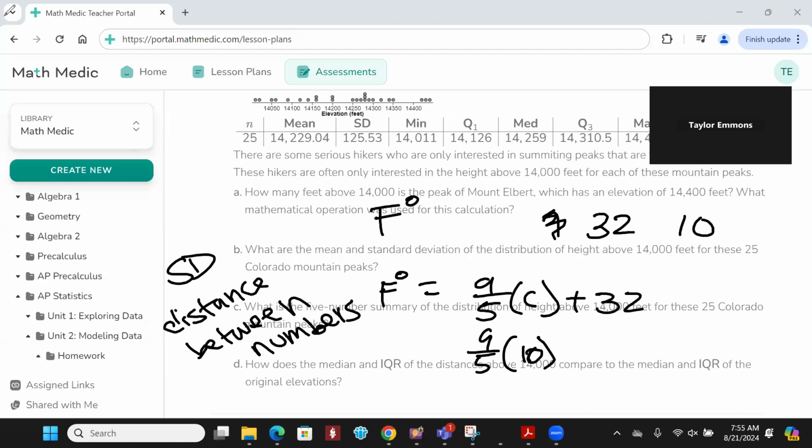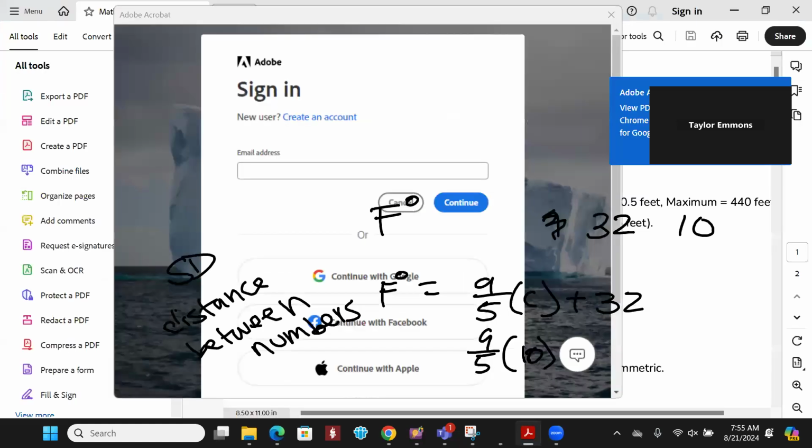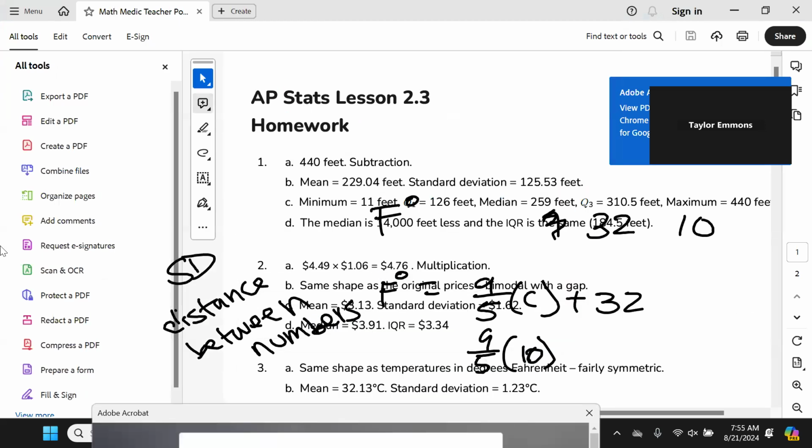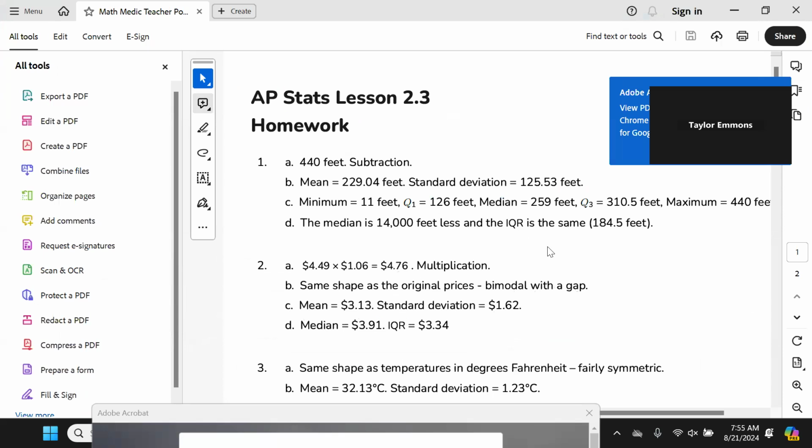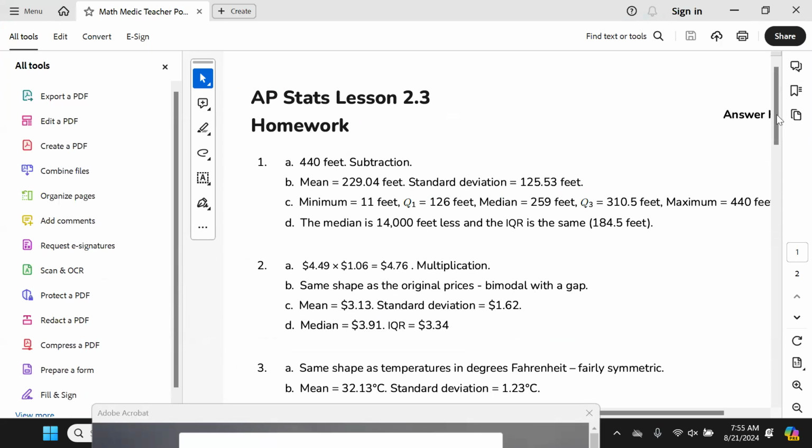All right. Go ahead and check the rest of your work. I'm going to scroll down. We love when technology does not work.